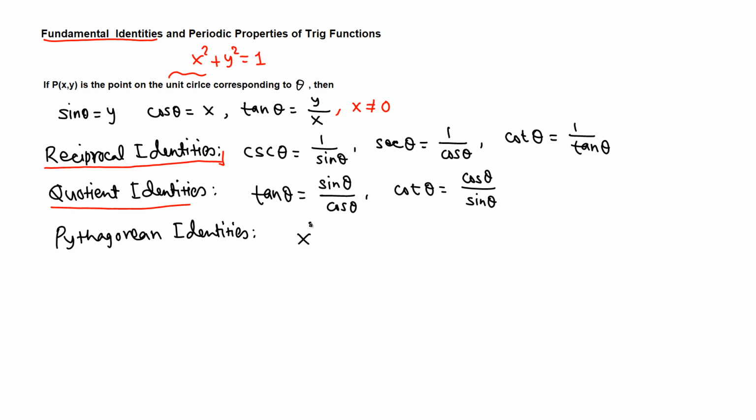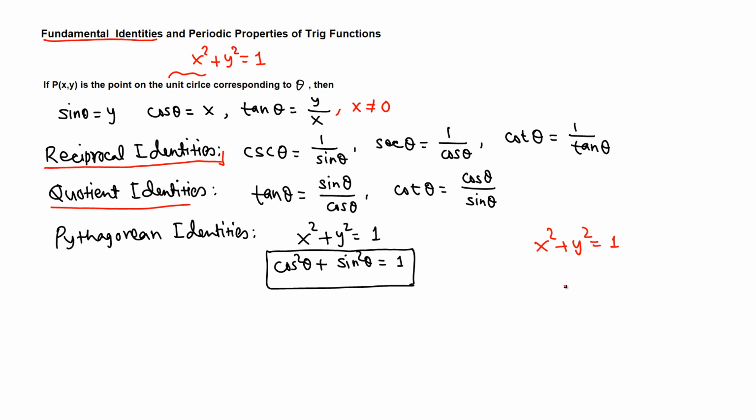Now let's move to Pythagorean identities. We know that x squared plus y squared equals 1 on the unit circle, and x is just basically cosine. So this is cosine squared theta, that's cosine theta times cosine theta, plus sine squared theta equals 1. Or we can write sine squared plus cosine squared equals 1. For this equation, now we can do a couple of manipulations.